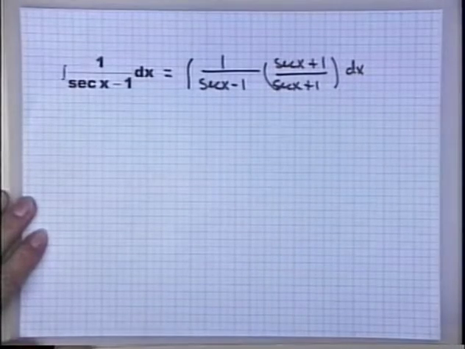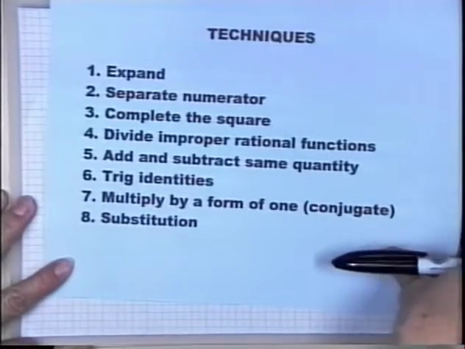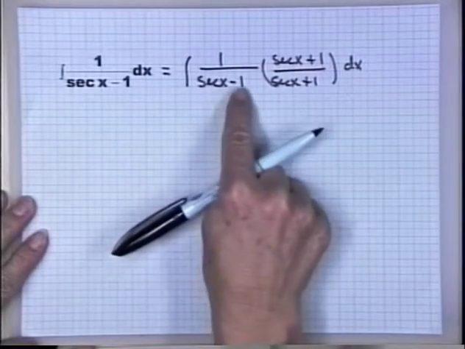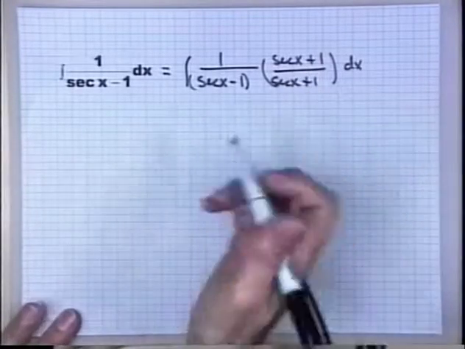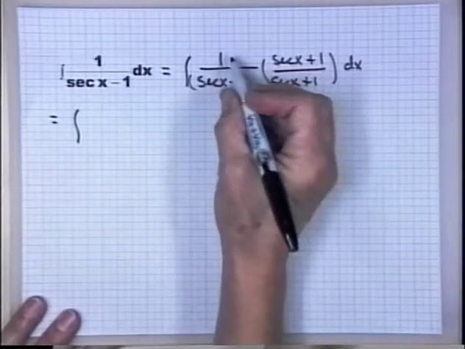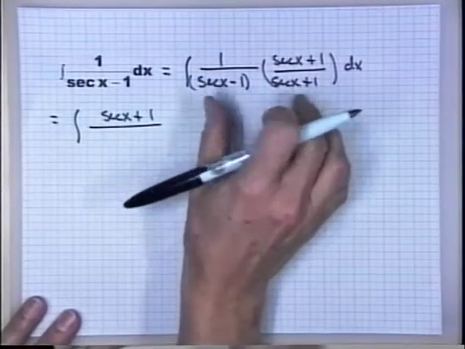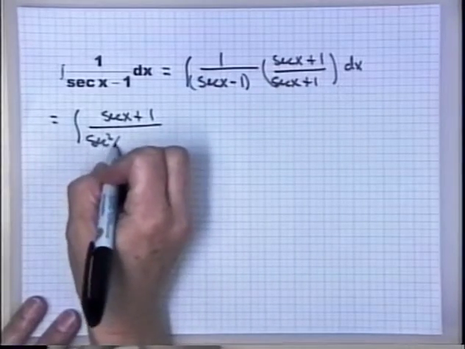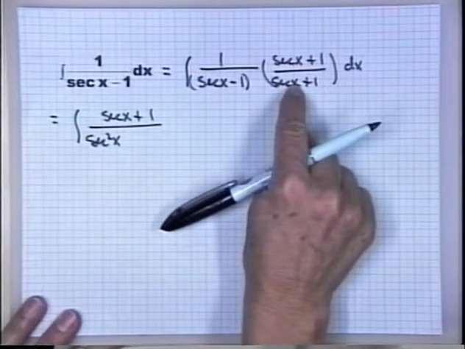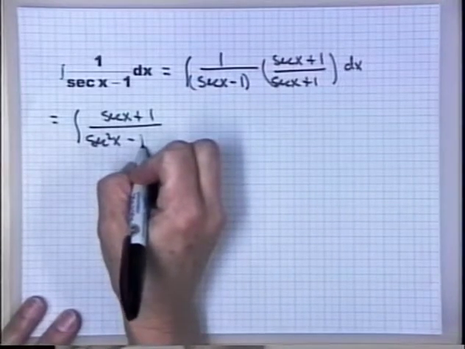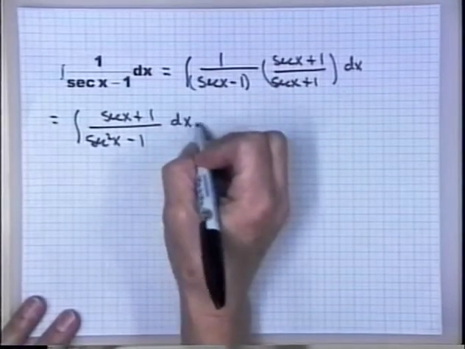Now, those techniques that I listed, sometimes we multiply by a form of 1, and I mentioned here conjugate. On this one, I'm using the conjugate of this. Conjugates, recall, look just alike except they have opposite signs. Now, let's follow through this and see how we get to our final solution here. 1 times secant x plus 1 is secant x plus 1. If we multiply these conjugates, secant x times secant x gives me secant squared x. The outside product is 1 secant x. The inside is minus 1 secant x, so those drop out. Minus 1 times a plus 1 is a minus 1. Okay? So we have secant x plus 1 over secant squared x minus 1 dx.